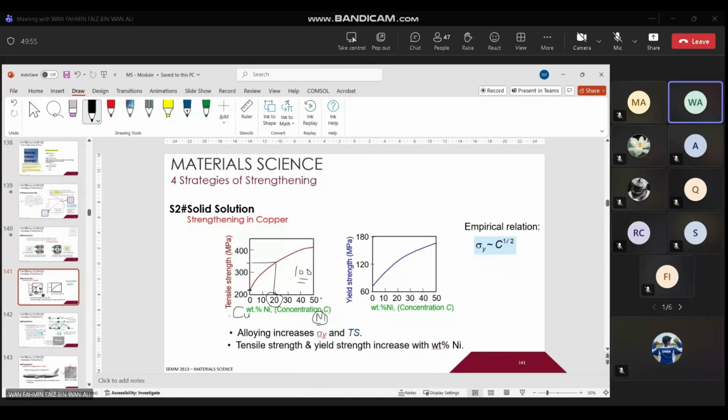Okay, so the same goes with this. If you look from the perspective of yield strength, okay, this is the ultimate tensile strength. This is the yield strength.